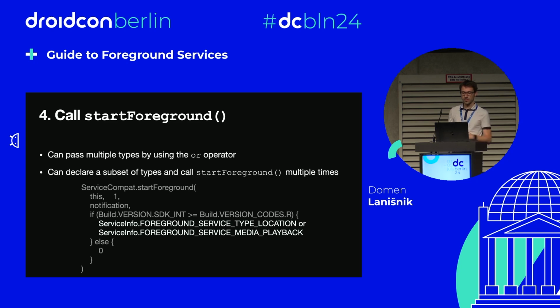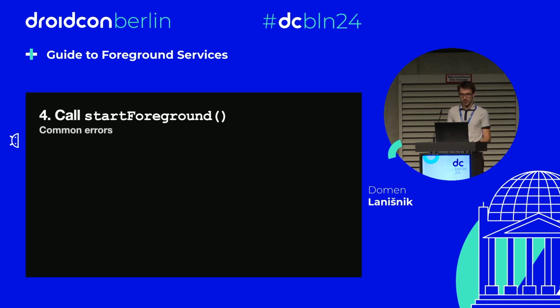It's also possible to declare just a subset of types and call start foreground multiple times. So for example, if you have a service of types location and media playback that plays some music when a user reaches, I don't know, a certain location, you could first start the foreground service as a location one, and then when you actually need to play the music, you again call start foreground with the media playback type.